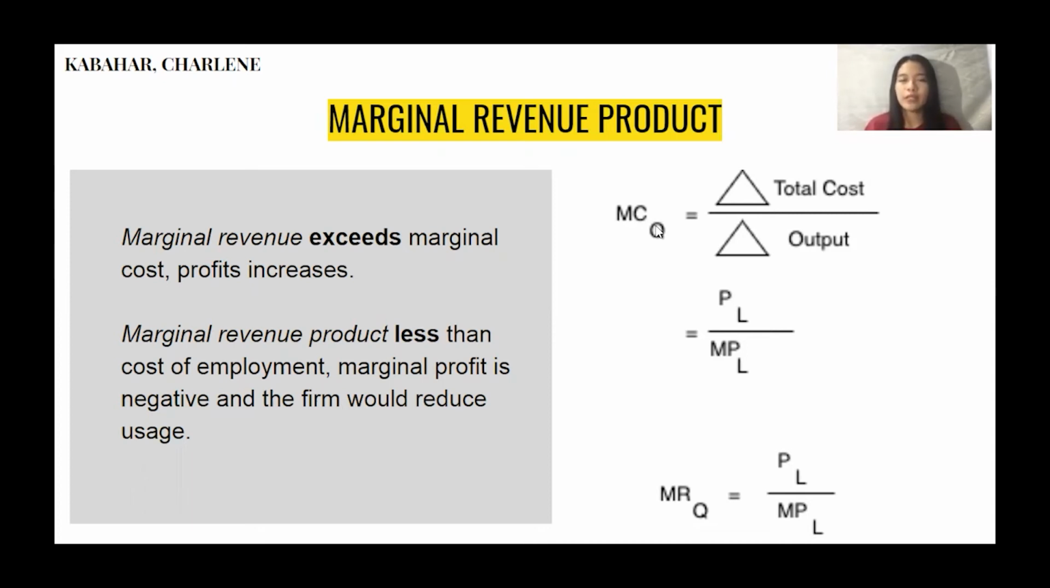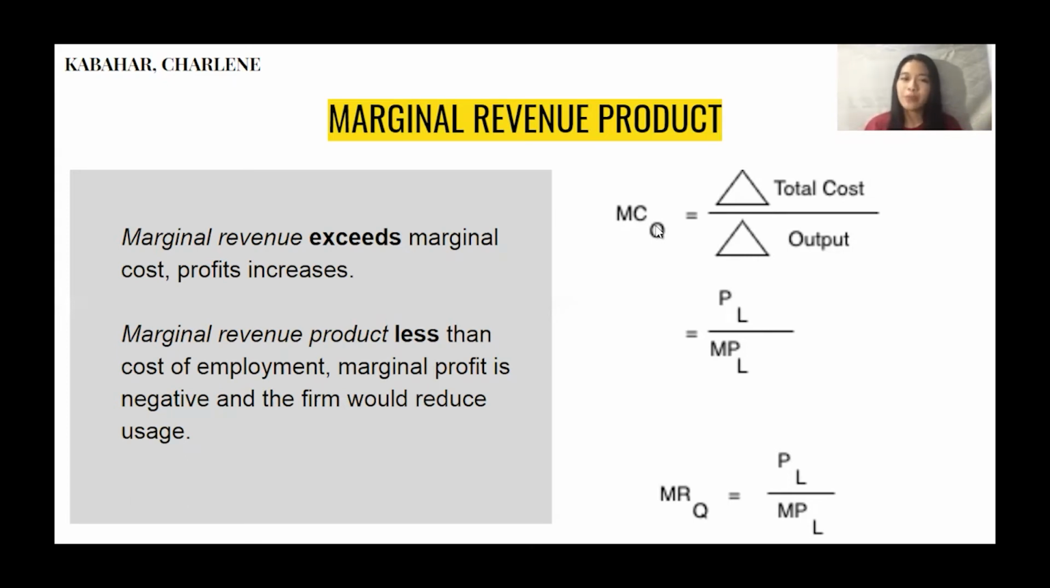In the formula, marginal cost of production is equal to total cost divided by output, or can be simply expressed as price of labor divided by the marginal product of labor, which is the units of output gained by the employment of an added unit of labor, which provides the measure of marginal cost of production.